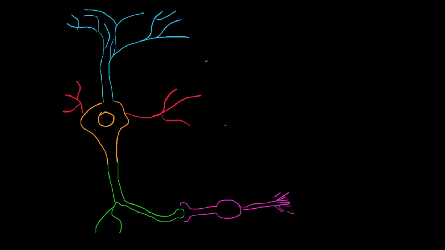and I'm going to label each one of these parts and give a very brief overview of what these different parts are used for in the neuron. So in the back here, we have what are called dendrites. These dendrites are basically where the information is received from another neuron.